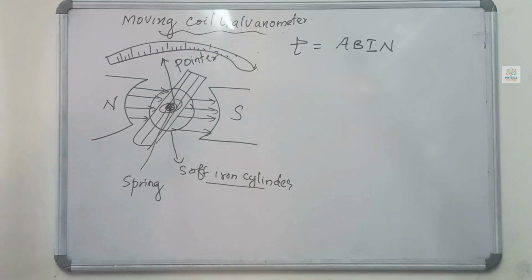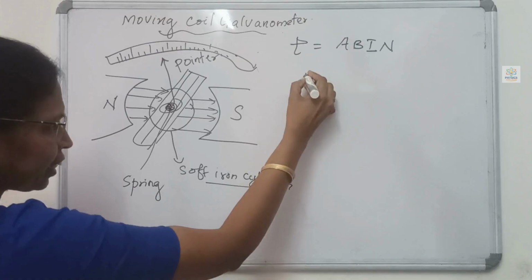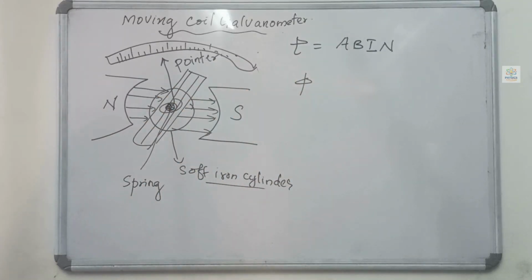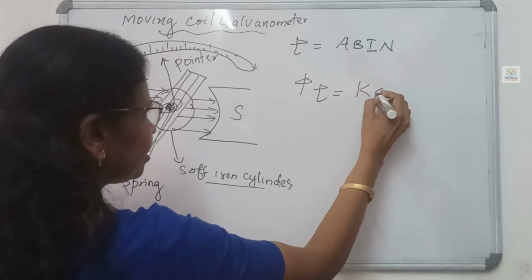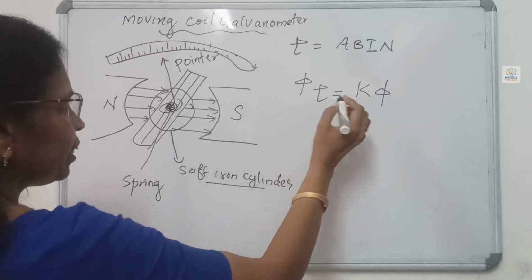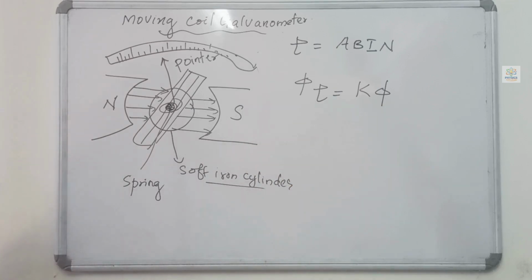So next, at the same time, due to this torque, the coil turns through an angle phi and this is always equal to the restoring torque. The restoring torque acting on the coil is taken as K into phi. Here K is said to be a constant. This is said to be restoring torque per unit twist, or we can say this is a torsional constant.